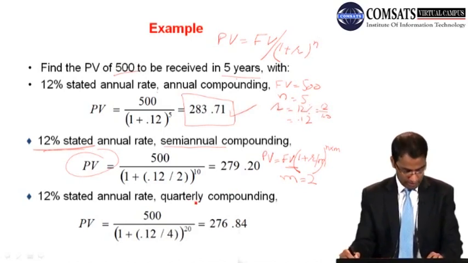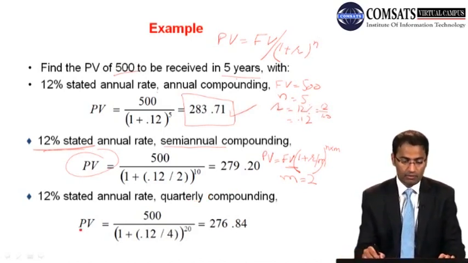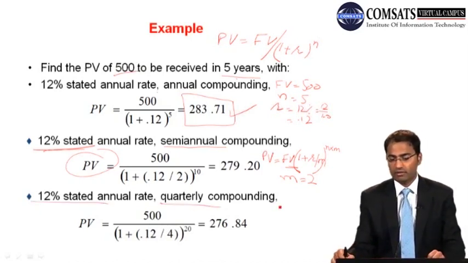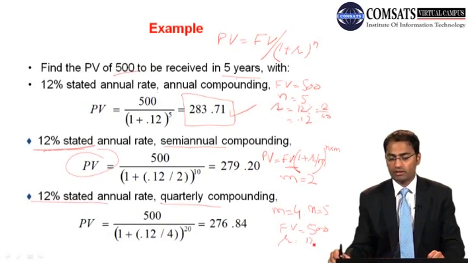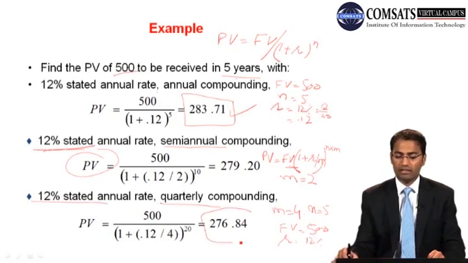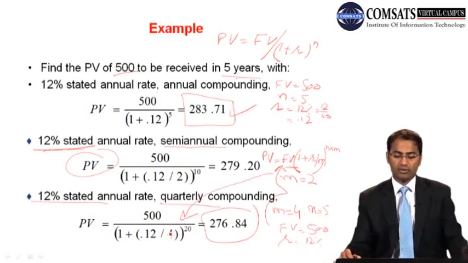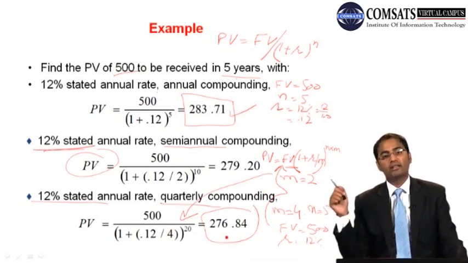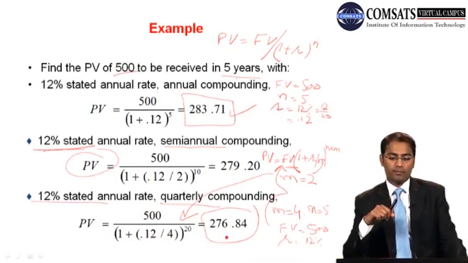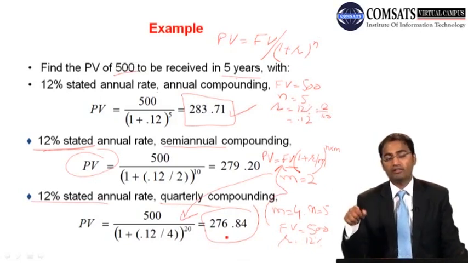Okay, and similarly there is a third example, and that is if we go for quarterly compounding, 12% stated annual rate, and for this M is equal to 4 and N is equal to 5 and FV is equal to 500 and R is again 12%, right? So by putting these values in this formula and doing these calculations, you get 276.84 as the present value of that very 500.